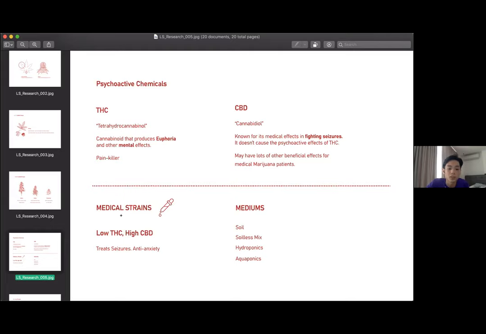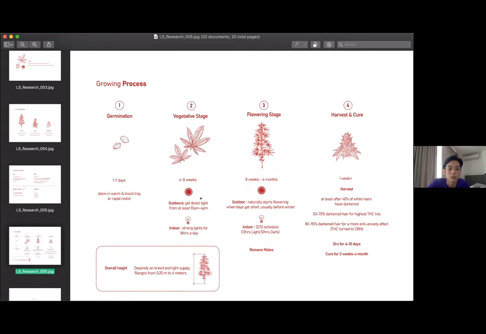So medical strains, there are low THC, high CBD. That's the one we want to treat seizures and anti-anxiety. So to plant these, there are four mediums that we can apply: soil, soilless mix, hydroponics, and aquaponics. And hydroponics yields the best effects. So growing it: germination, vegetative stage, flowering, and harvest and cure.